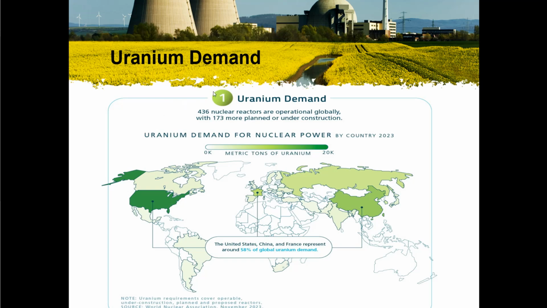And that's why you can see right here 173 more planned or under construction. These are the three countries that currently represent the biggest demand: the United States, China, and France. The three of them combined make up 58% of the demand right now.